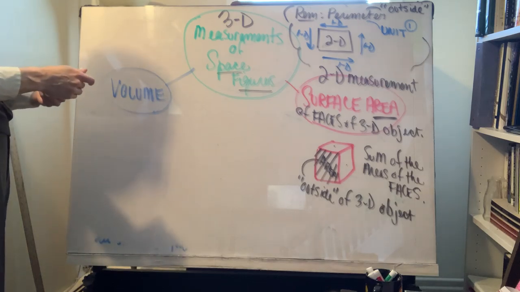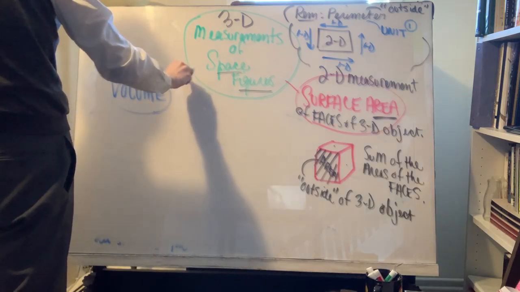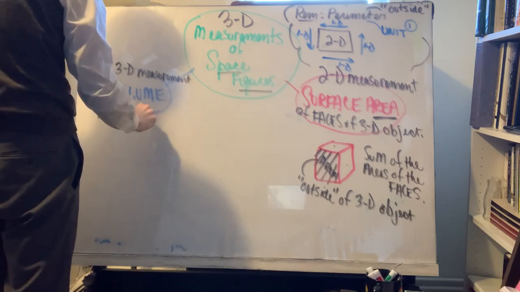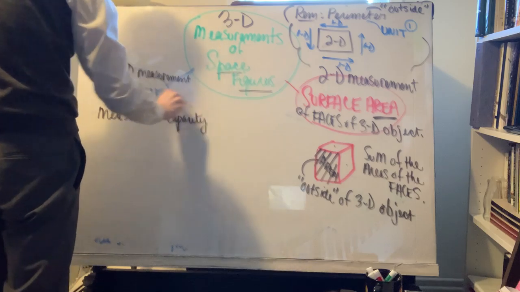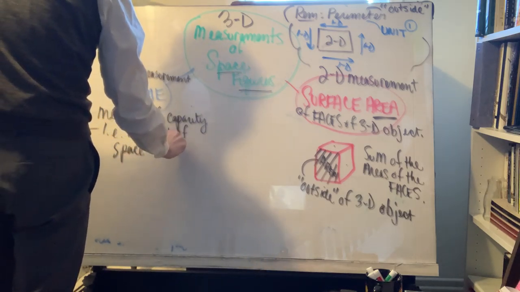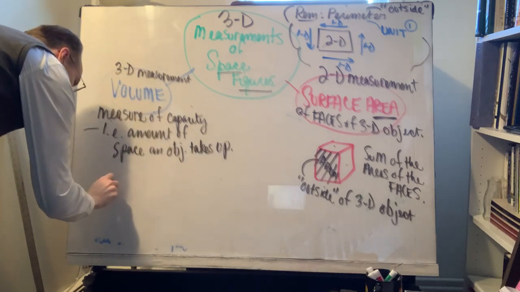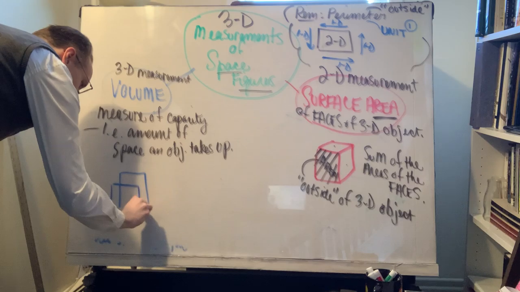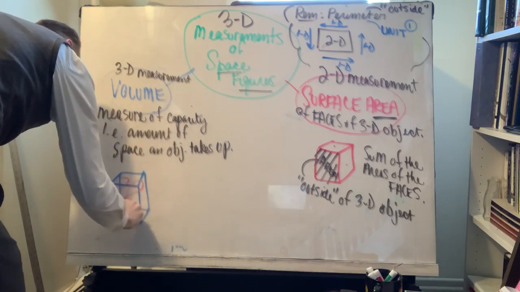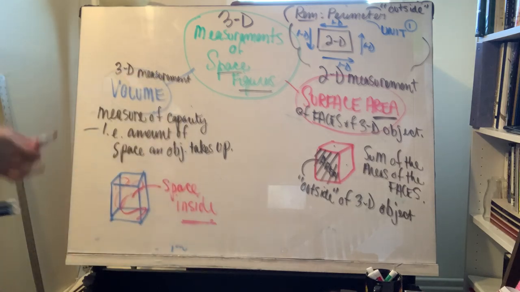An actual volume is a true three-dimensional measurement through and through. You're dealing with a 3D object and you're taking a genuine 3D measurement. It's the measure of capacity. You might say the amount of space an object takes up. So if you had, again, a cube or something like that, it's a badly drawn cube. We're trying to calculate the space inside. When you think area, right?